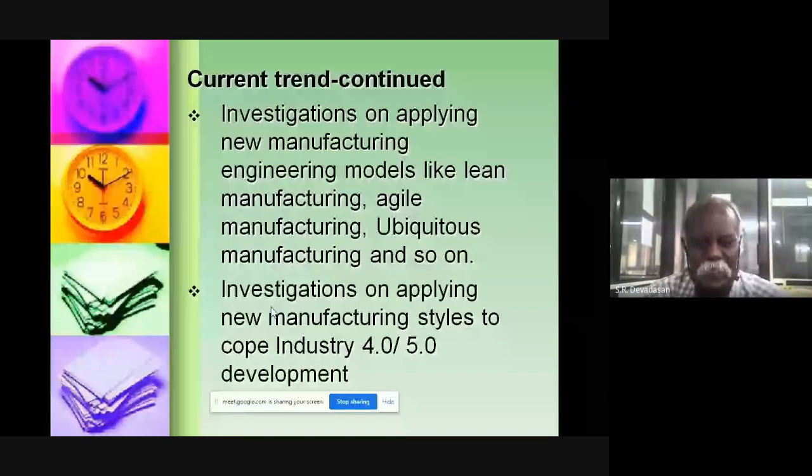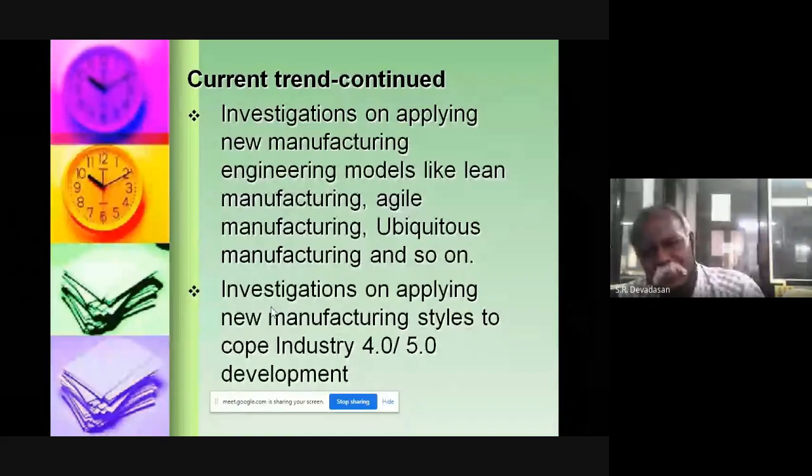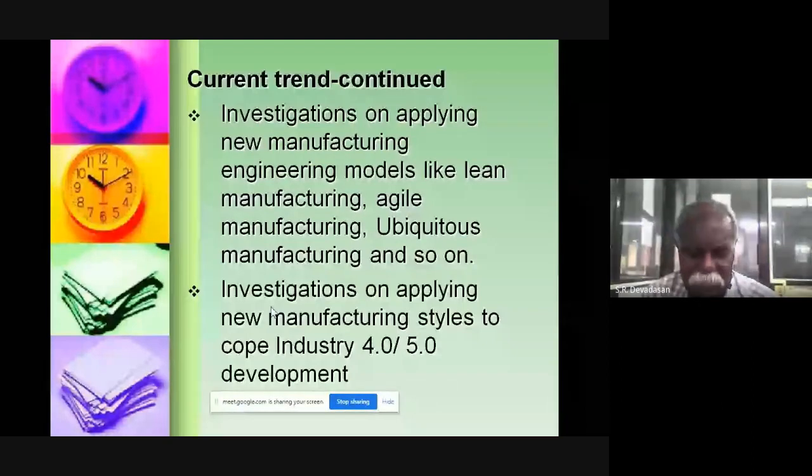Then comes the new type of models, like lean manufacturing, agile manufacturing, and as I mentioned a little time back, ubiquitous manufacturing. I mentioned about lean manufacturing also. Many of you would have presented papers on lean manufacturing also. It rests on the principle that eliminating waste will result in improving the performance of the organizations. In order to eliminate waste, we have to improve quality and we have to enhance productivity, and then as a result, the cost will be reduced. The time of manufacturing will also be reduced.